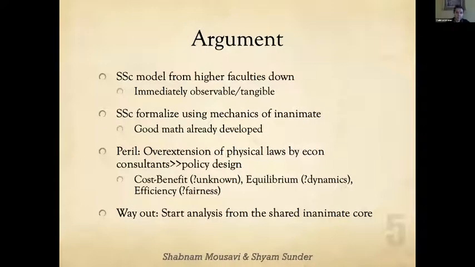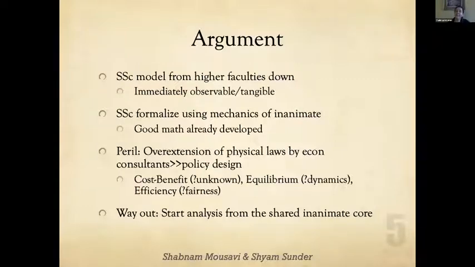So the argument here is that social scientists tend to model from higher faculties down to the lower, physical ones. So we start from the immediately observable. If the ground under my feet is trembling, I'm thinking, oh, maybe something here is not fixed and I need to fix it. But it could be an earthquake coming from the core of the earth. We also formalize using mechanics of the inanimate when it comes to modeling, because the math is already there. So why do anything else? But there are perils in this.